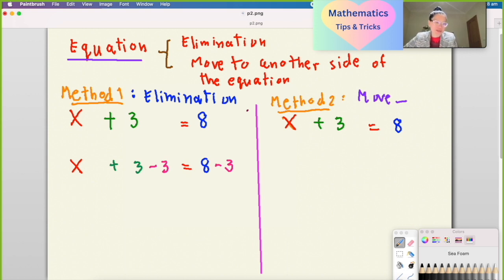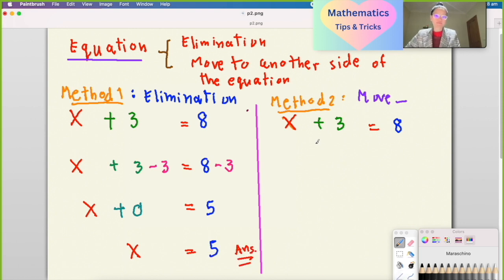Now x plus 3 minus subtract 3, that's gone, yeah? So it turns to be x plus 0 equals 5. So your x plus 0 equals x, so your x equals 5. This one is your answer.